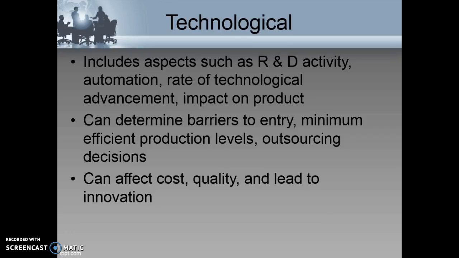Okay? It can also determine things like the minimum efficient production levels. If there's an environment where there's not a lot of technology available, right, it's going to make it difficult for us to produce things at a high level. Right? It also may make us decide to outsource stuff or not to outsource stuff. This can affect the cost, quality of our product and lead to innovation if there's a lot of technical advancements in that area.